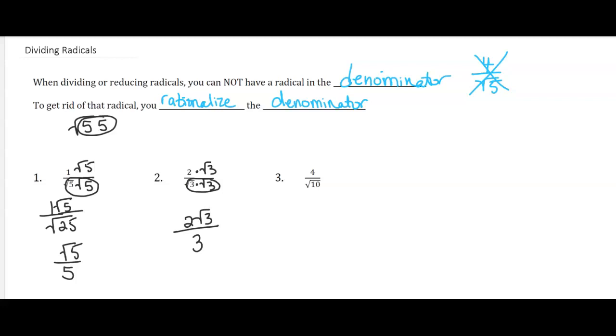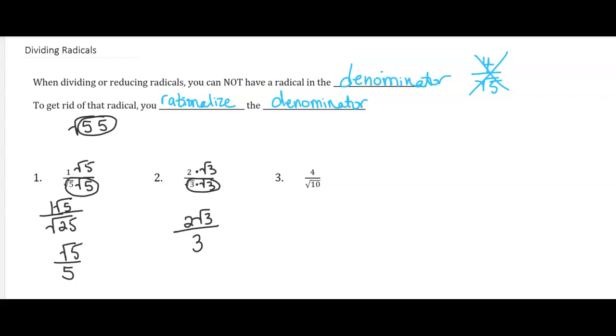Now when I look at number 3, it looks like I can reduce 4 over 10. But things on the outside can only be reduced with the outside. Inside can be reduced with the inside. So these are not in the same position, so I can't reduce them. So what I do have to do is get rid of the square root of 10.